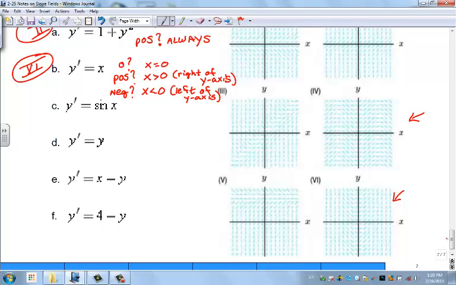Next one, y prime equals sine x. Well, let's double check, but we have a pretty good idea of where this is going to be. Okay, so y prime equals sine x. Is it 0 ever? Yes, it's 0 when x equals 0. It's also going to be 0 at every multiple of pi. So x equals 0, x equals plus or minus n pi, where n is an integer.